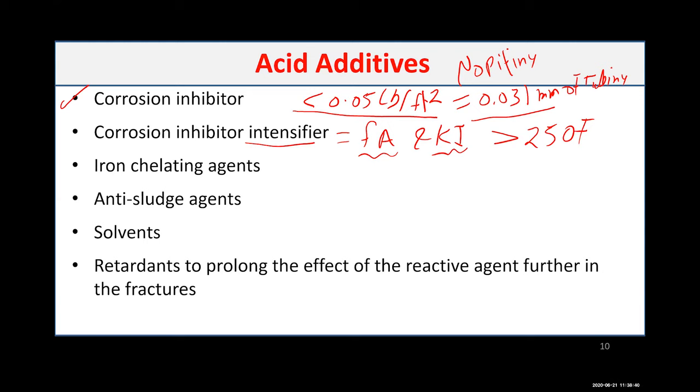The third additive is what we call iron chelating agent. As we said earlier, iron is one of the minerals that, if it exists in your formation, can cause a lot of issues, mainly precipitation, especially at high pH, when the pH goes above 2. So you need some chemical to chelate this iron, to remove it and keep it solubilized as much as possible. Some people call it iron chelating agent, iron controlling agent, or iron reducing agent. They all have the same function: you keep the iron solubilized and not precipitating after the treatment. Then anti-sludge agent, which you apply when you have asphaltene in your well. If you have asphaltene or are expecting asphaltene precipitate, you need something to prevent this asphaltene from precipitating out of the formation.